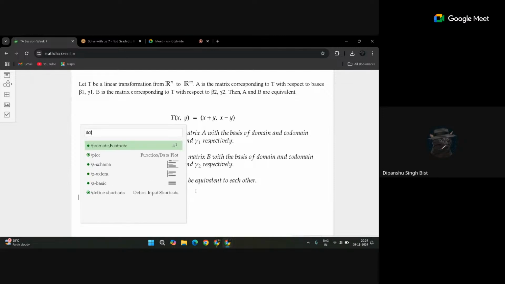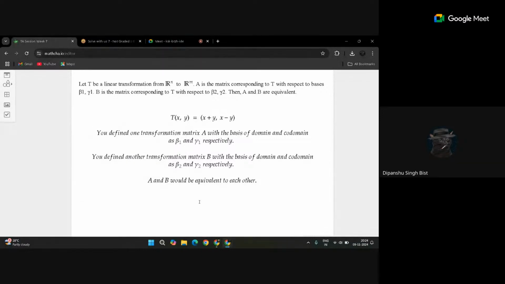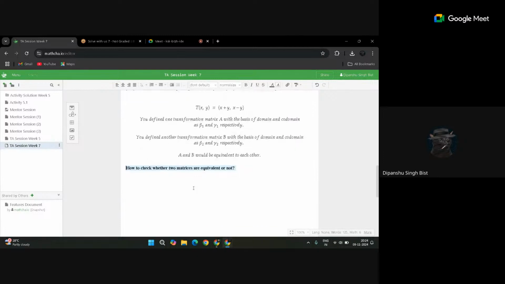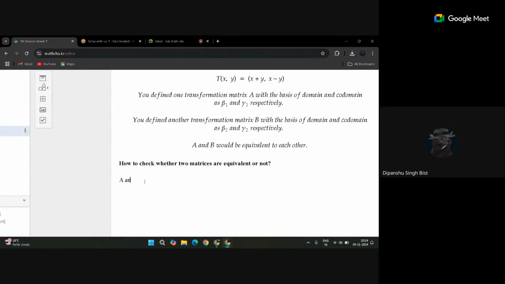Equivalent matrices. Okay, so one very important point will help you to check whether two matrices are equivalent or not. So maybe I should make the point as how to check whether two matrices are equivalent or not. For that we have a few points with us. The very first point is A and B are equivalent if and only if. It's not just if, it's if and only if, meaning the only condition when it is possible.